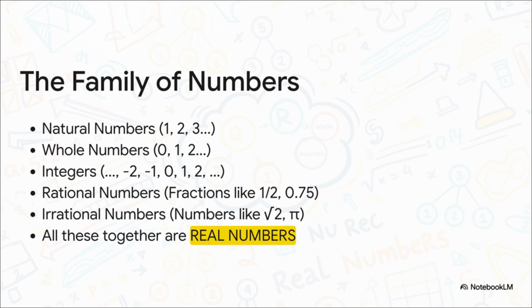Then you got all the fractions and decimals, which we call rational numbers. And finally, you met those weird ones like pi and the square root of 2 that go on forever without repeating. Those are the irrational numbers. You put all of those groups together, the whole big family, and that's it. Those are the real numbers.